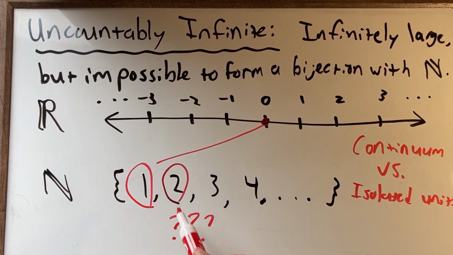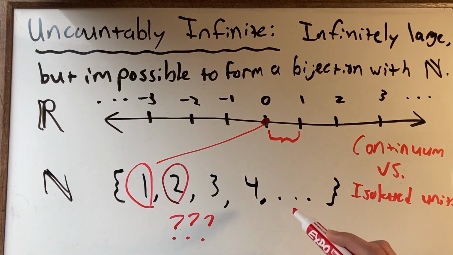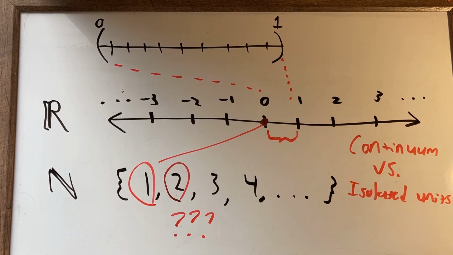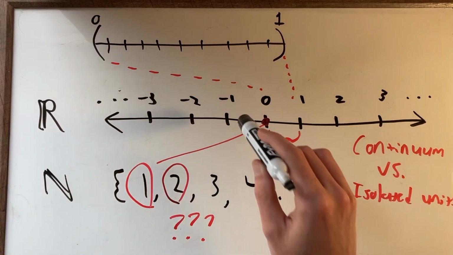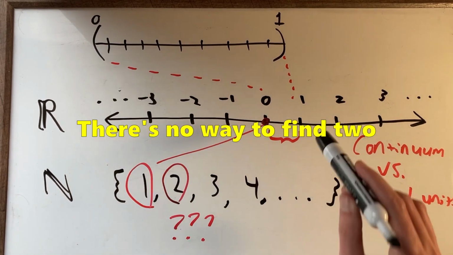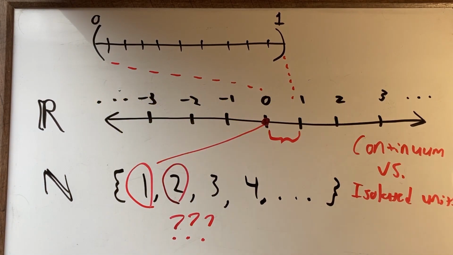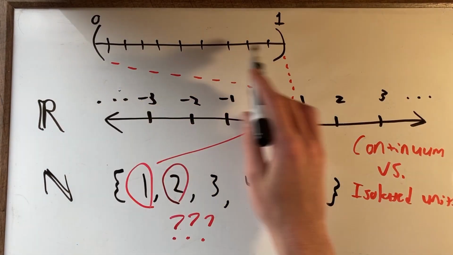That's a tough question because, well, we can't just go to 1, right? Because we're missing everything in here. Because remember, the reals do include the integers, all the positive and negative whole numbers, including 0. The reals include those, but they also include every little thing in between. Fractions, infinite repeating decimals, irrationals, and therefore there's no way to find 2 numbers that have nothing in between them. So let's say instead we tried to only find a bijection with the natural numbers for the range from 0 to 1. Let's say we only focused on that.